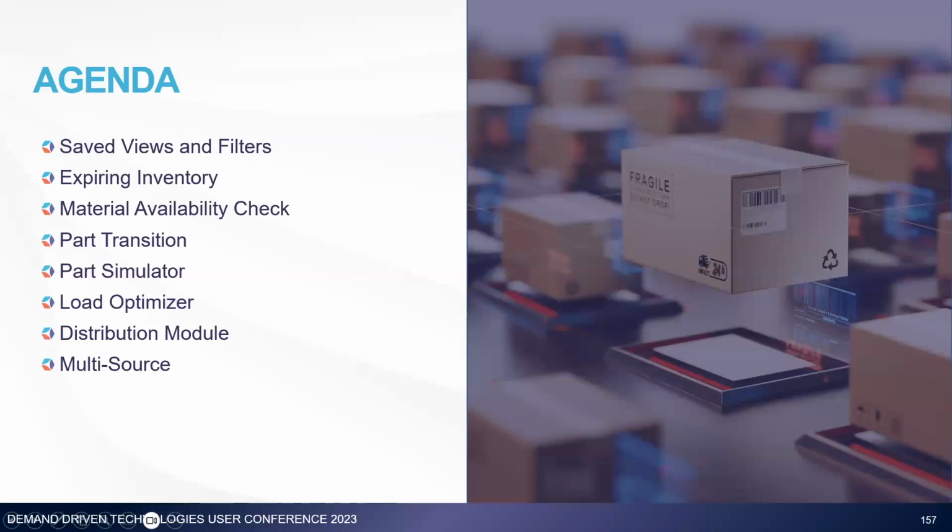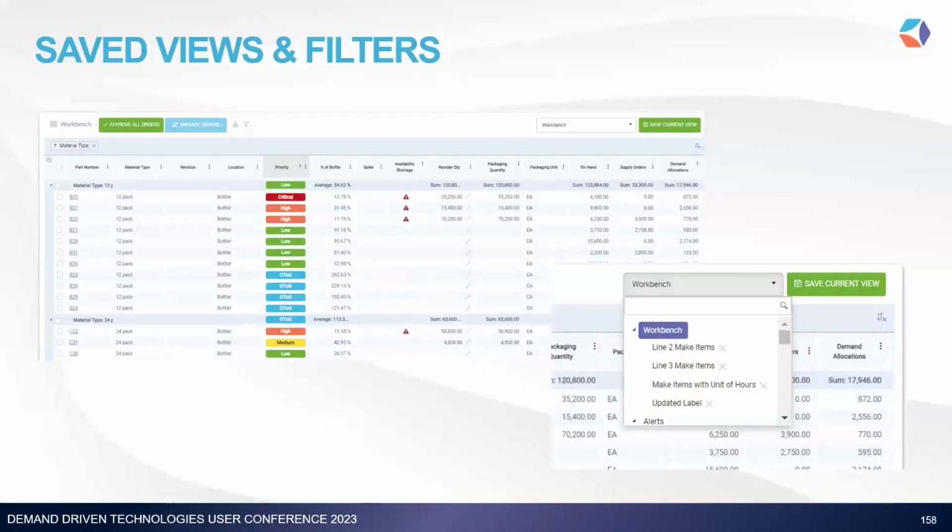Some of the topics I'm going to try to blow through today: saved views and filters. Miles touched on some of this, so I won't go too far on that. Expiring inventory functionality, what the material availability check is looking at, our part transition function, part simulator, really cool. Load optimization, some different ways to use the load optimizer that we're seeing people use. Our distribution module, I'm going to just touch on, and then multi-source functionality where appropriate.